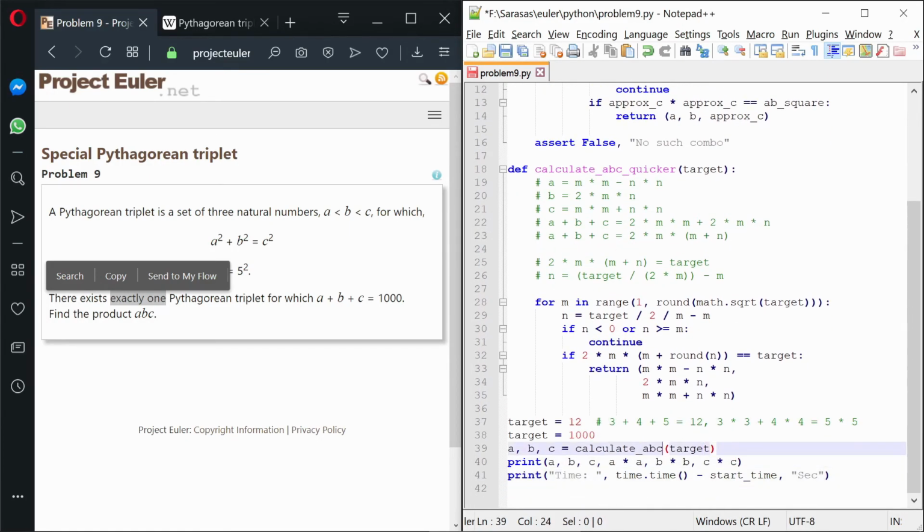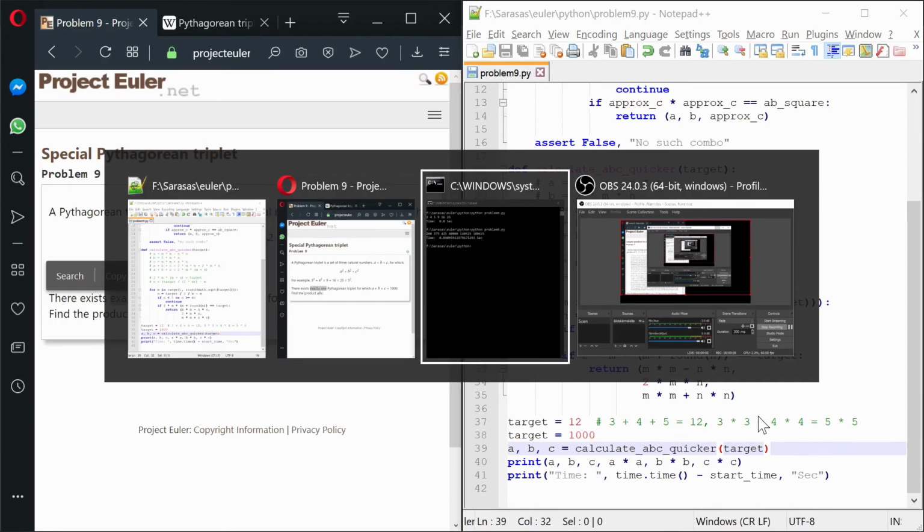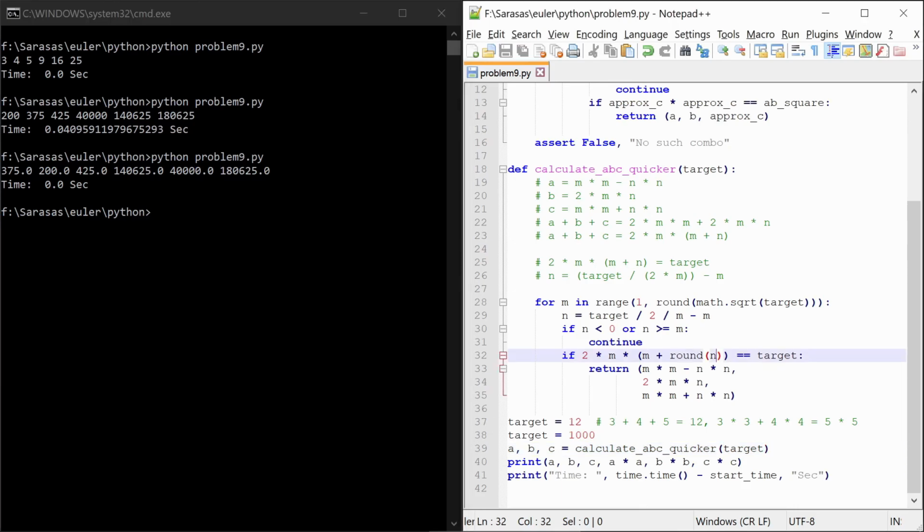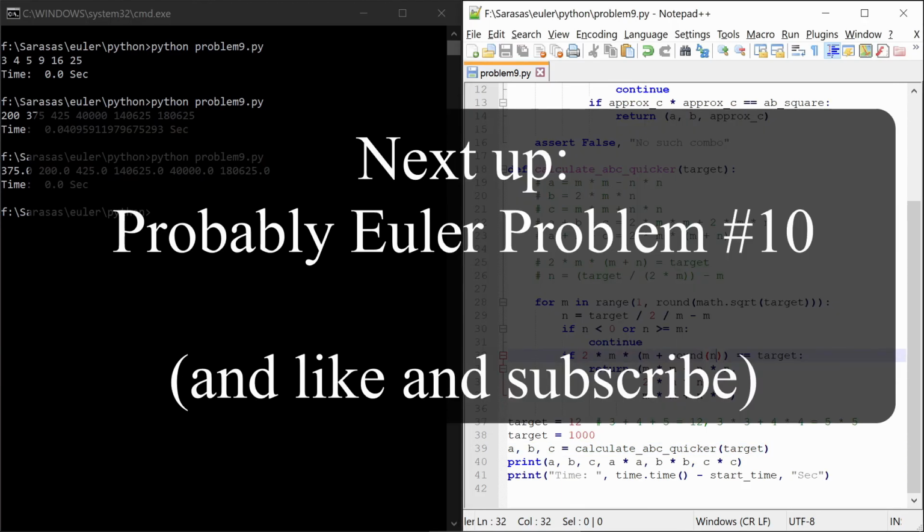So let's run the new program. And we have our solution. Same as before, 200 toothpicks on one side, 375 on the other side, and the remaining 425 toothpicks for the diagonal. And this time the calculation took no measurable time, so this was much more efficient. Except that it took much longer to code, and it is code that is much easier to get wrong.